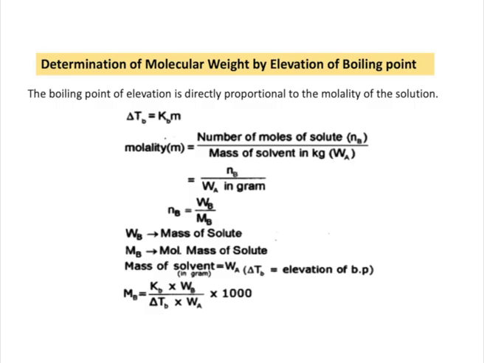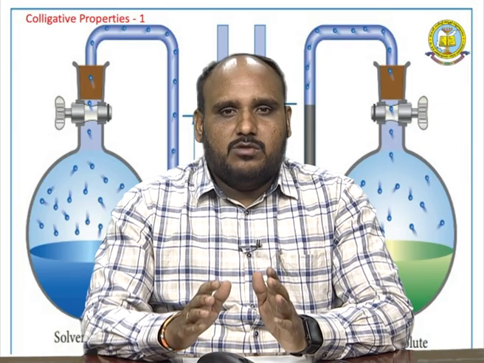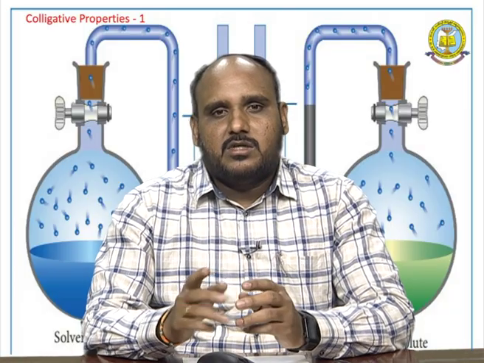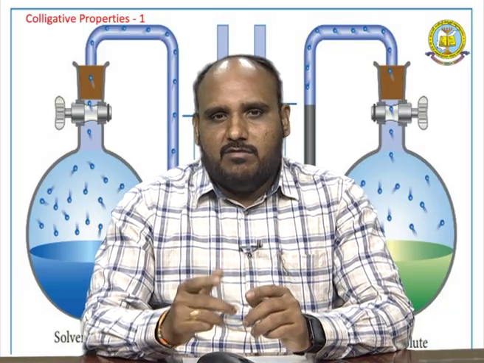So, therefore, Ma, the molar mass of the solute, can be defined with the help of the following formula: Kb into W divided by delta Tb into Wa, multiplied by 100. So, that can give the molar mass of the solute with the help of elevation of boiling point. This is one of the colligative properties, expressed with respect to the boiling point of the liquid. So, one more will be there.